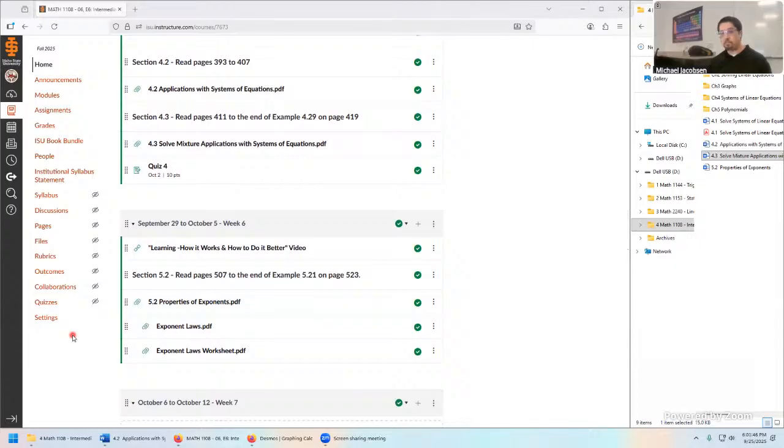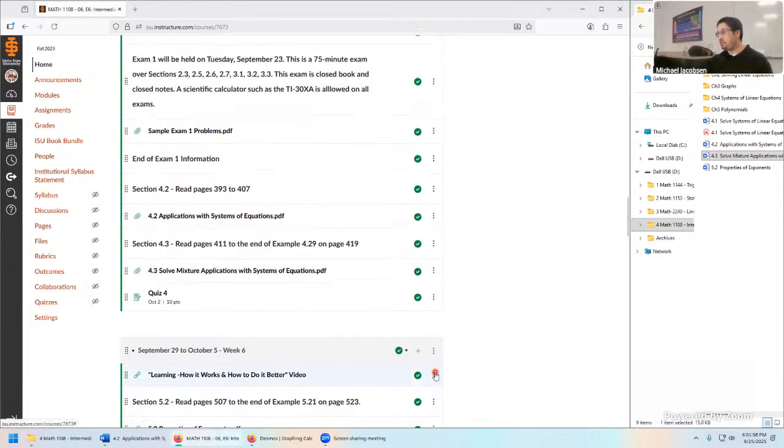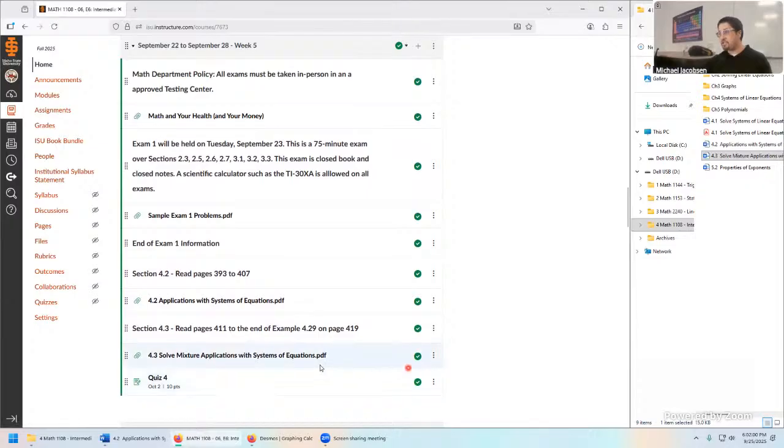Chapter 5 will be dealing with polynomial functions, first starting off with properties of exponents. We'll be getting into factoring equations, solving equations involving degrees 2 or higher. But for the moment, before we get into all that fun stuff, we have just a couple more application sections to finish off.